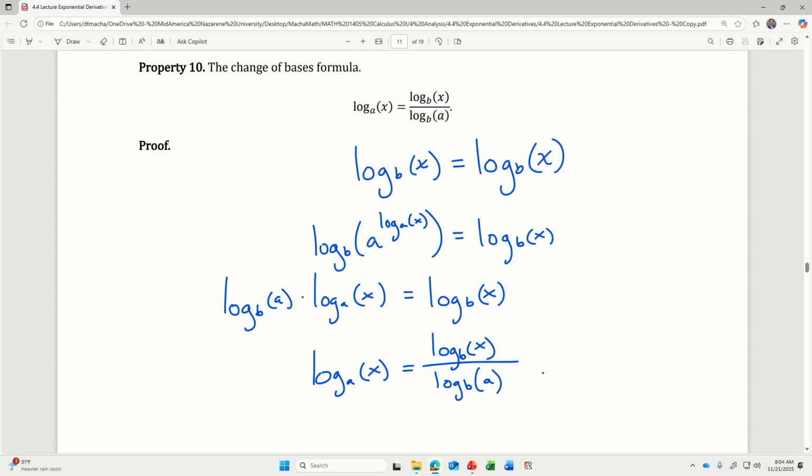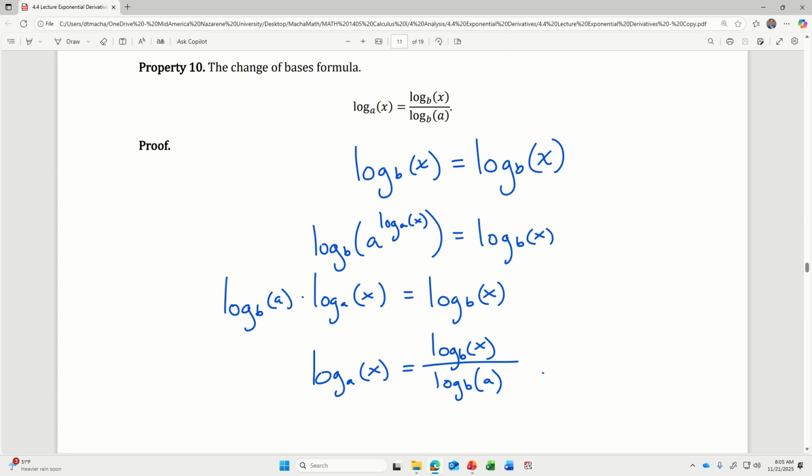To refresh, we start off by saying the logarithm base b of x is equal to the logarithm base b of x. Nobody can argue with this. What happens in this step, Carter? From here to here. Your bases cancel. Yeah. Those are inverse functions, the exponent base a and the logarithm base a, so they cancel each other out, and it's the same as in the previous step. I'm just writing it differently.